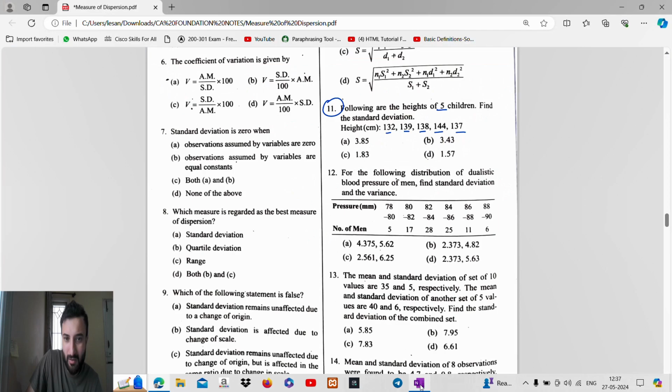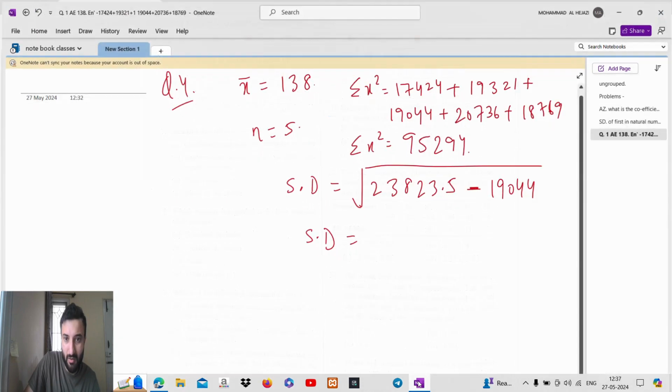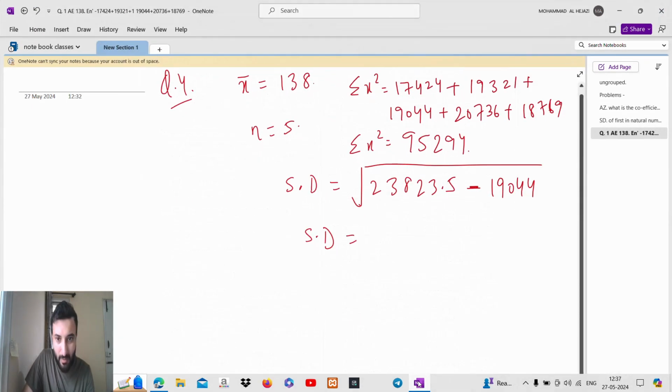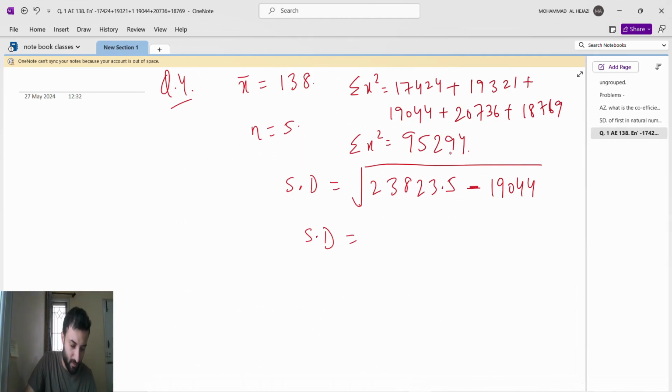x bar square. Okay, 132 into 132, 17,424. I think so. I did hear some mistake. 95,294 divided by 5. 95,294 summation of x square. Yeah, summation of x square divided by n. So divided by 5. Okay, yeah. Sorry, guys.